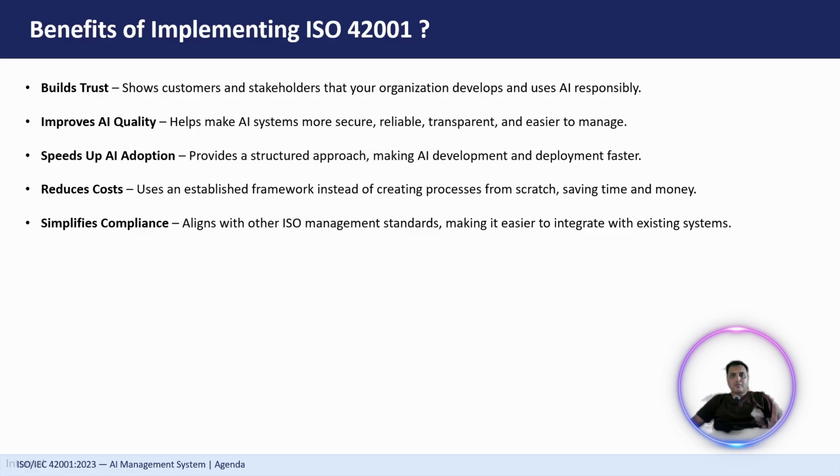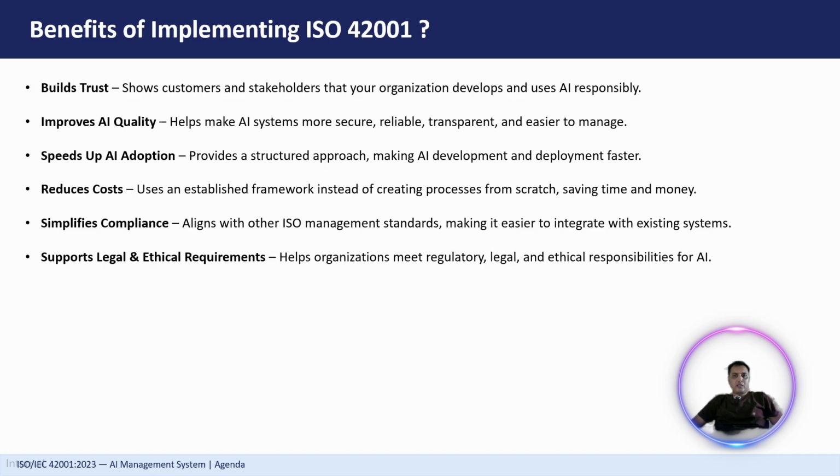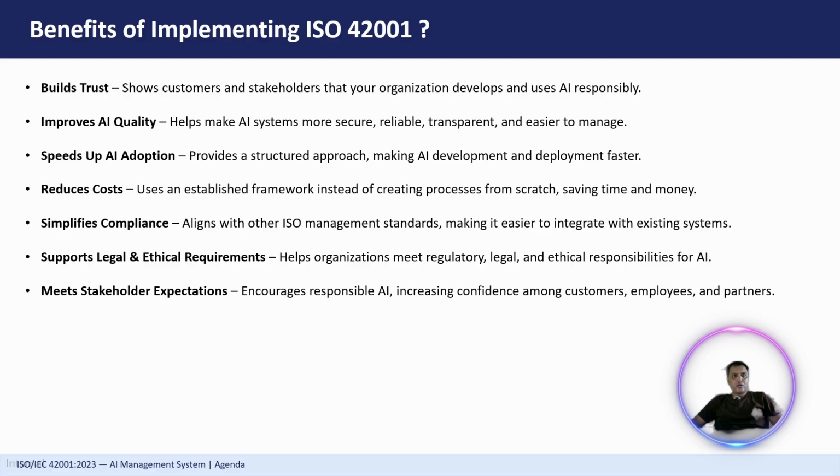Simplify compliance. It follows the same management structure as other ISO standards such as 9001 and 27001. So organizations that are already using these standards can integrate an AI management system more easily. The next is support legal and ethical requirements. The standard helps organizations identify their legal responsibilities and encourages ethical use of AI, making it easier to meet regulatory and governance requirements. Next is meet stakeholder expectations. Today customers, employees, and business partners expect AI to be fair, transparent, and responsible. So ISO 42001 helps to meet those expectations.